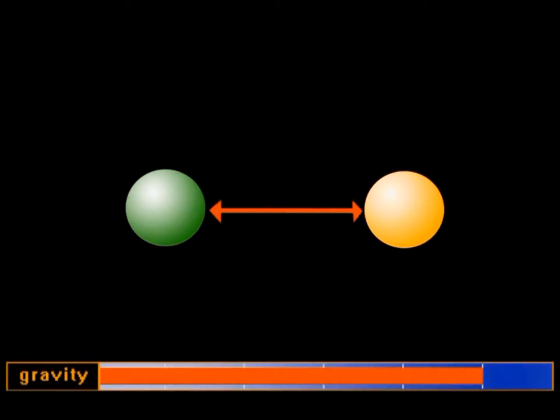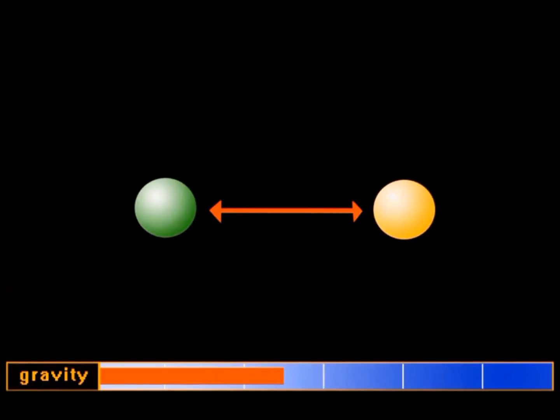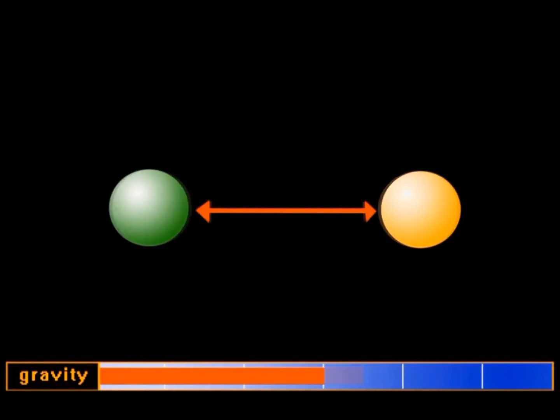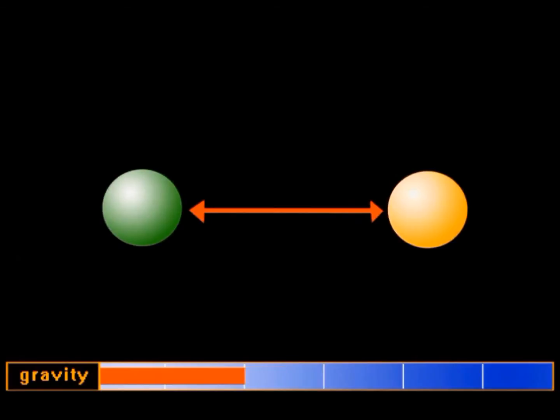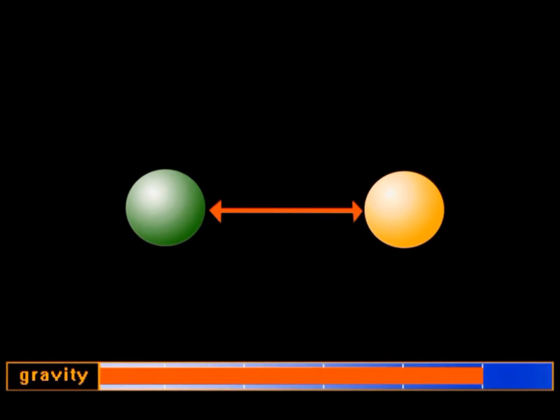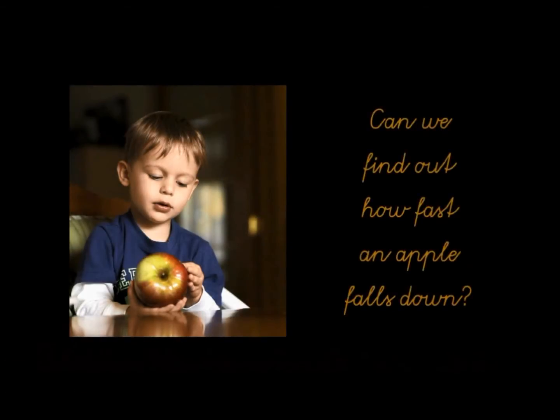Let's play around a bit. First, the masses. Bigger masses mean bigger gravity. Smaller masses, smaller gravity. Now the distance. Bigger distance, smaller gravity. Smaller distance, bigger gravity. Simple, isn't it? Can we find out how fast an apple falls down?